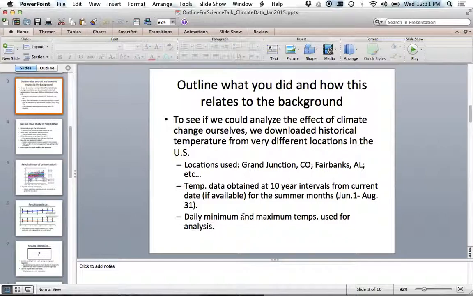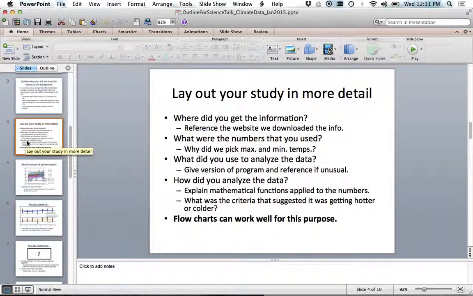What kinds of temperature data? Did we use all years, 10-year intervals? Go briefly into this. What kind of temperatures? We did the minimum and maximum temperatures. Okay, you lay the groundwork with this slide, and then get into the details.